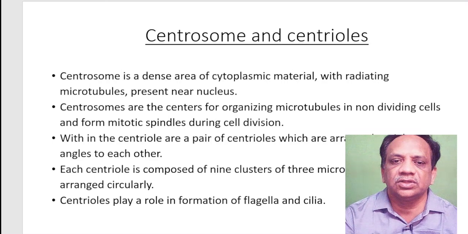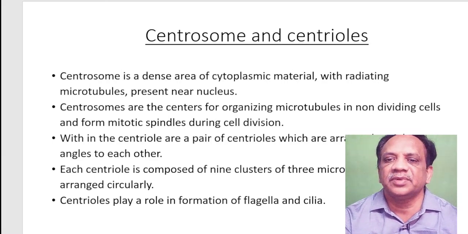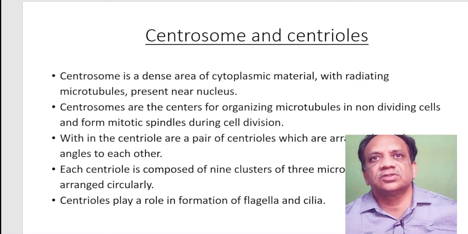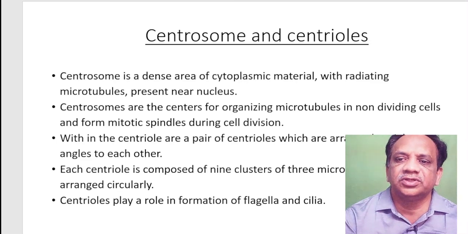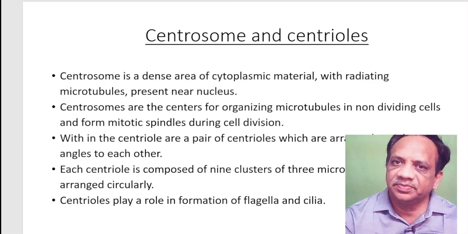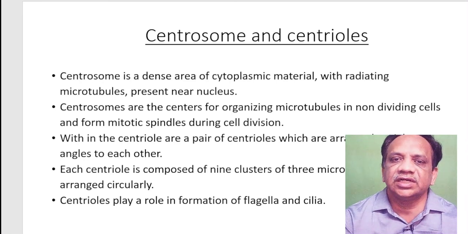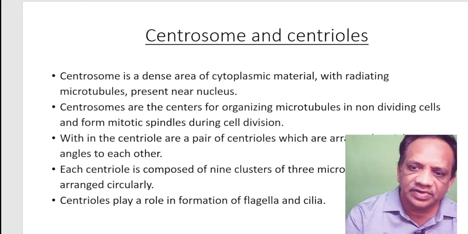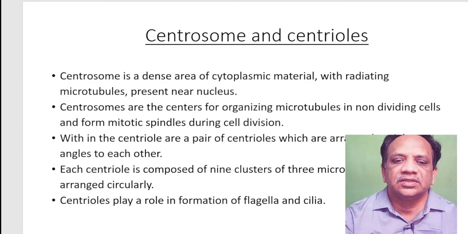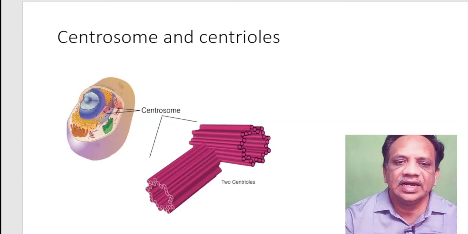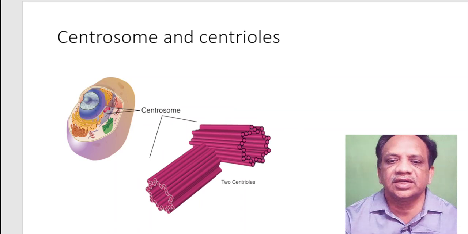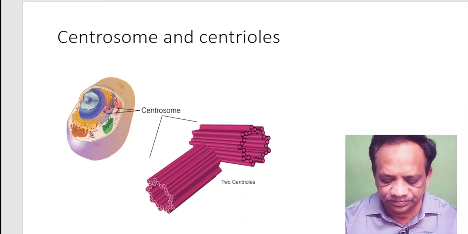The centrosomes and centrioles. The centrosome is a dense area of cytoplasmic material with radiating microtubules present near the nucleus. The centrosomes are the centers for organizing microtubules in non-dividing cells and form mitotic spindles during cell division. Within the centrosome are a pair of centrioles which are arranged at right angles to each other. Each centriole is composed of 9 clusters of 3 microtubules arranged circularly. The centrioles play a role in the formation of flagella and cilia. You can see the centrosomes here, and the two centrioles arranged at right angles to each other.